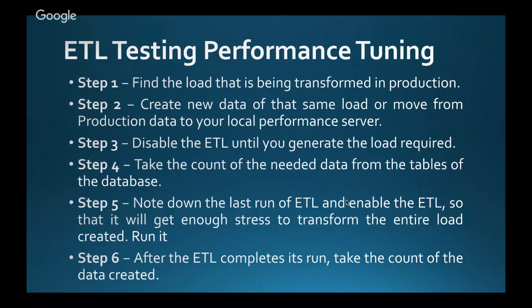Then step 3, disable the ETL until you generate the load required. You disable the ETL system and keep on generating the load until your load matches the actual load from production. Then take the count of the needed data from the tables of the database. Note, step 5, note down the last run of the ETL and enable the ETL so that it will get enough stress to transform the entire load created and execute it. Where you stopped, you start again, but you already have the full load on it, so it will be under stress to transform the entire load which was created, and then it will perform it.